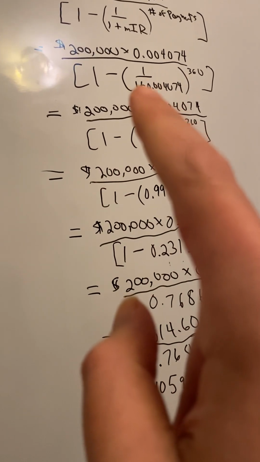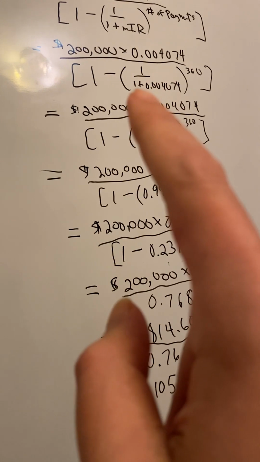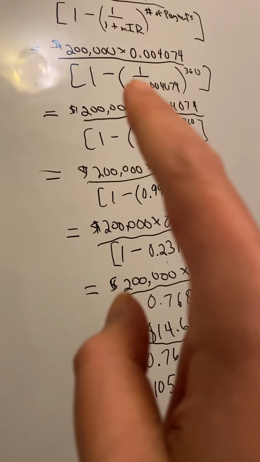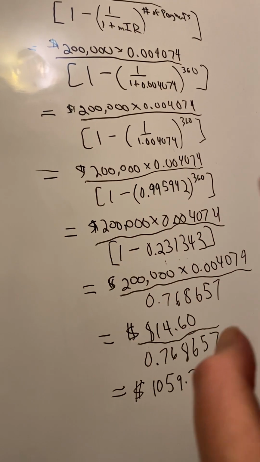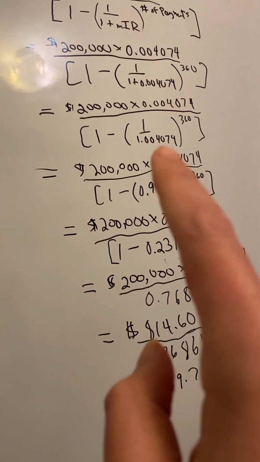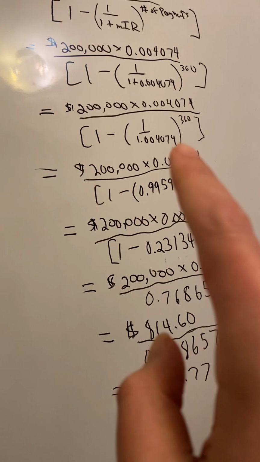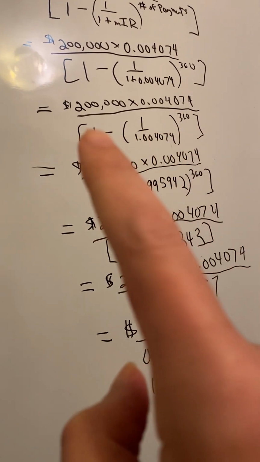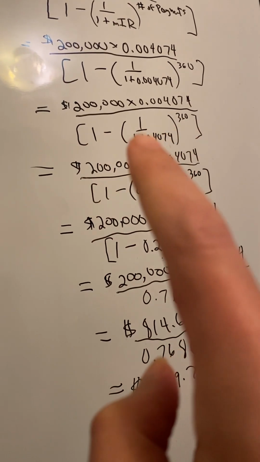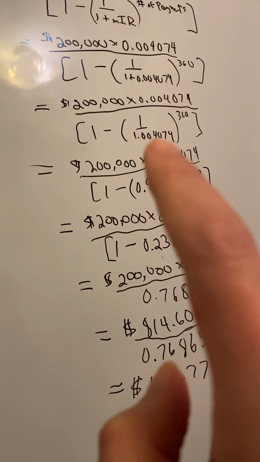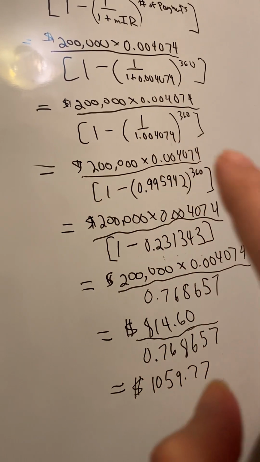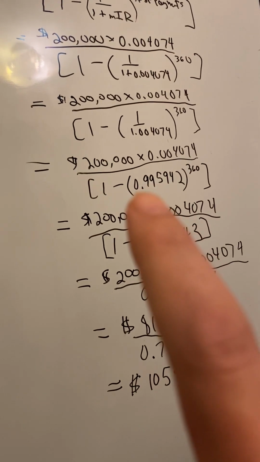The first thing we could do is the addition inside that parentheses, which is 1 plus 0.004074, and that becomes 1.004074. Now we're still working inside the bracket. We could do 1 divided by 1.004074, and here we get 0.995942.